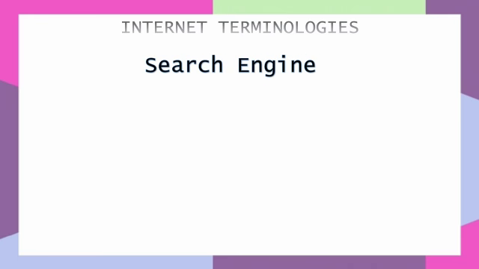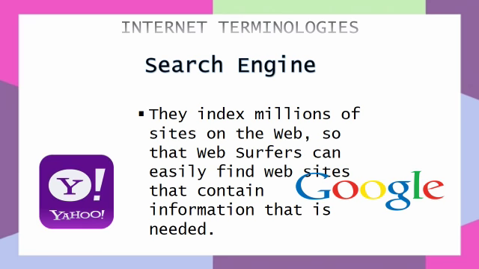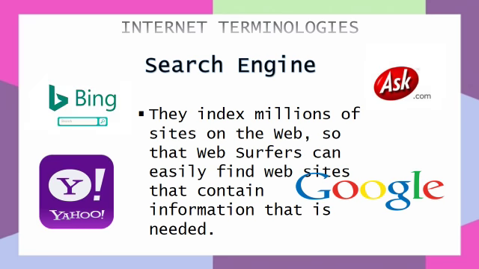Search engine. Search engine index millions of sites on the web so that web surfers can easily find websites that contain information that is needed. By creating indexes or large database of websites based on titles, keywords, and the text in the pages, search engine can locate relevant websites when users enter search terms or phrases. Examples are Google, Yahoo, Ask.com, and Bing.